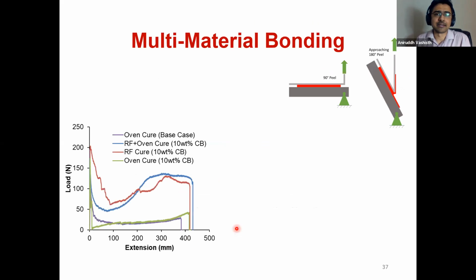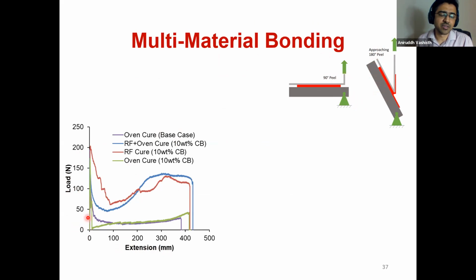So next, what we did was that we took these MMB specimens, and this is a very interesting type of experiment that is done by the automobile industry. They have a ball joint at one end, and they basically peel off the aluminum plate. So you start off with a 90-degree peel, and you kind of approach a 180-degree peel. So this is how the load versus extension representative curves look like.